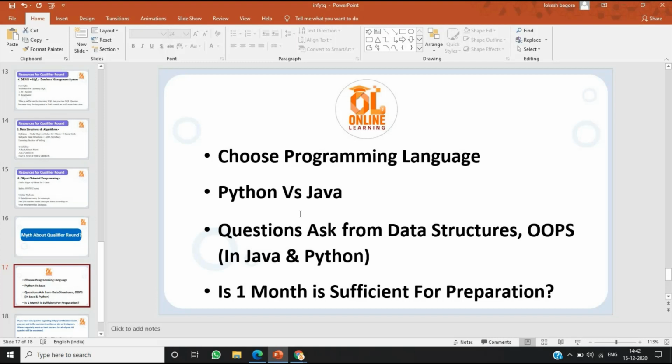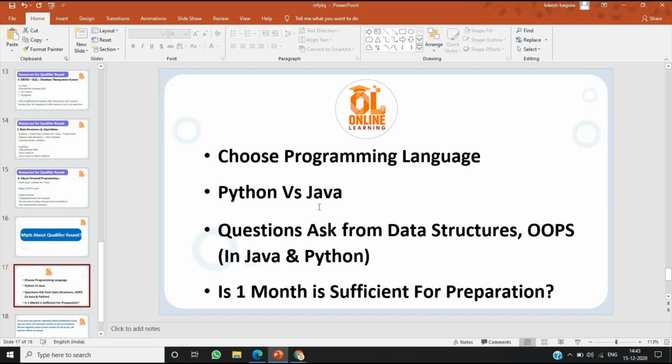As for the final round, there are other criteria for selecting the programming language, but for the final round there is a selection between Python and Java. So if you are comfortable in either of them, you can choose between them. The interviewer asked me questions from data structures and object oriented programming in Python in my interview.